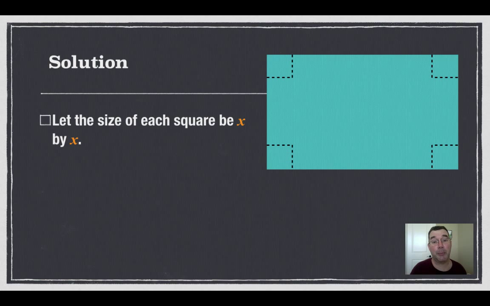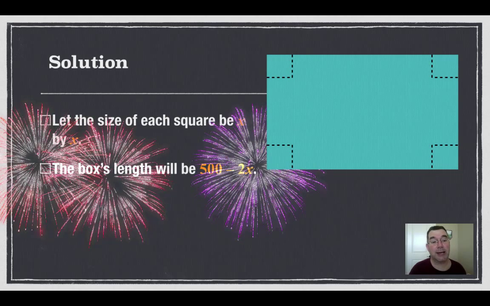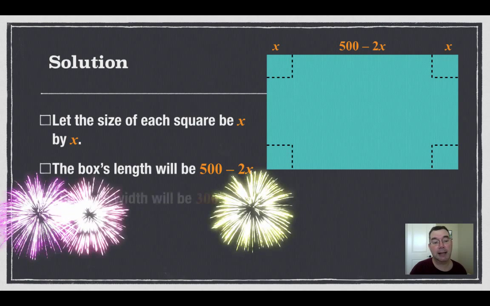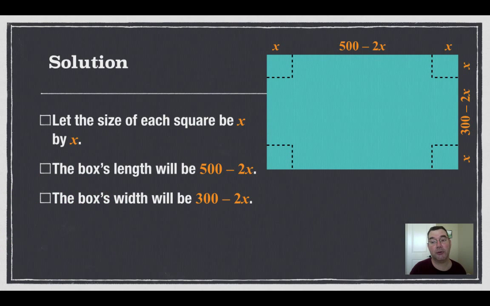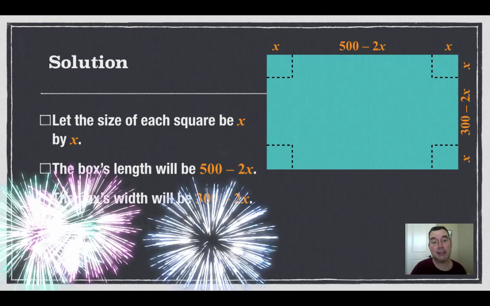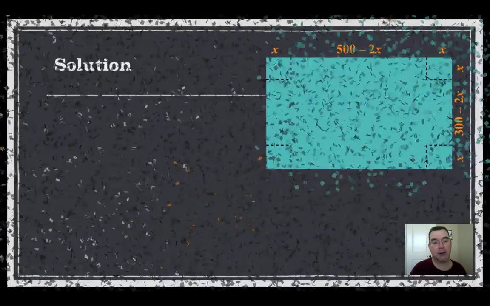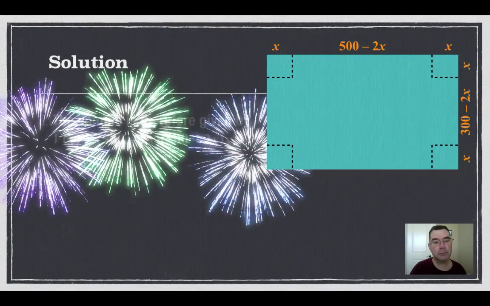Each square, I don't know how big it's going to be, so I'm just going to say that it is x by x. So what that means is the length of the box is going to be 500 minus those two x's that got cut off, and the width of the box is going to be 300 minus those two x's that got cut off from the top and the bottom. Okay, so that's the length and the width of the box. The height of it, once I fold those sides up, those sides are going to have a height of x. So now I can figure out the volume of the box.